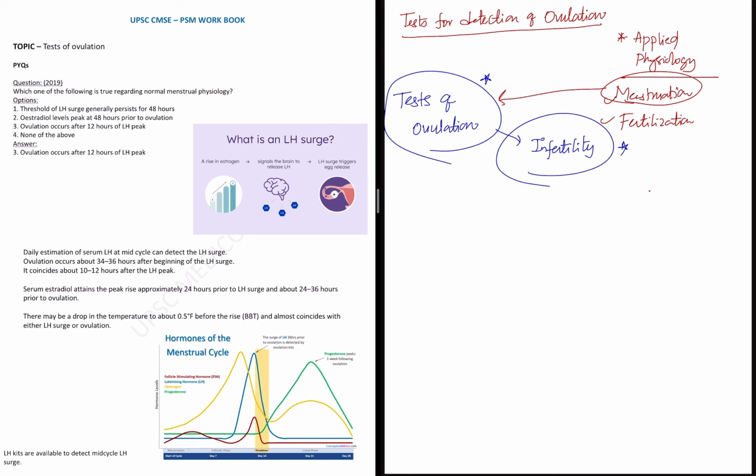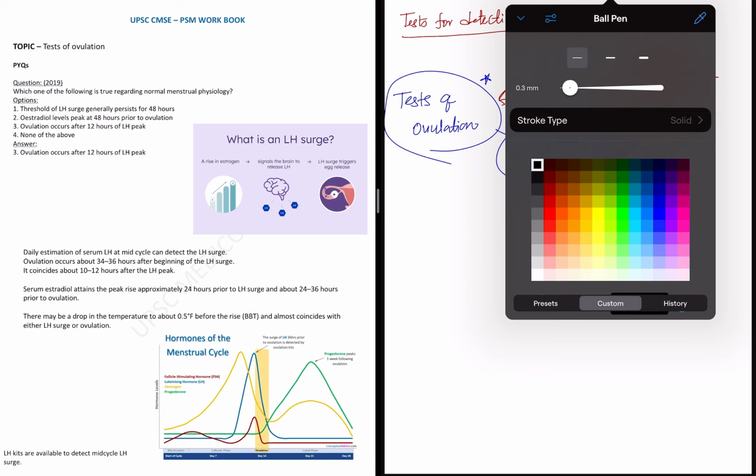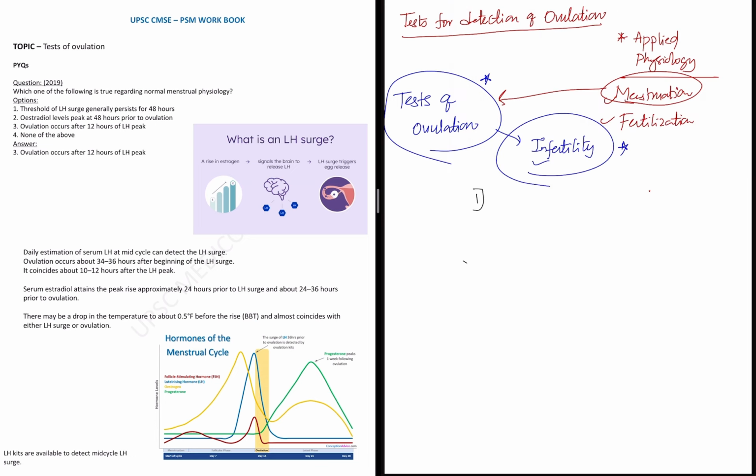If there is failure to ovulate, and you want to advise women to have sex or conceive at a proper time, you need to know the time of ovulation. If you know exactly the time of ovulation, and if you can detect whether ovulation has occurred or not, based on that you can definitely advise treatment in cases of infertility, right? So what are all the tests we have for ovulation?